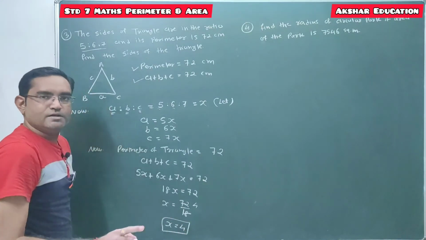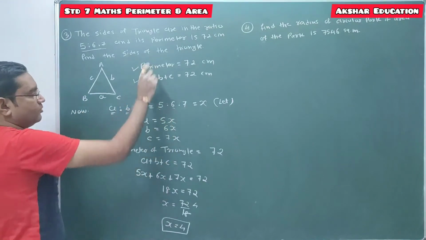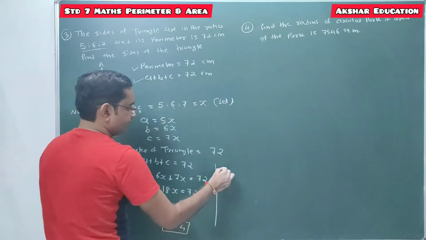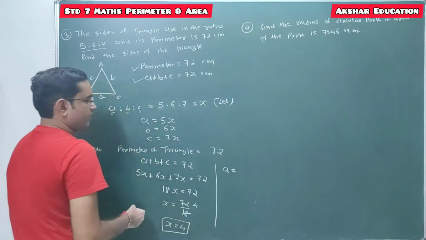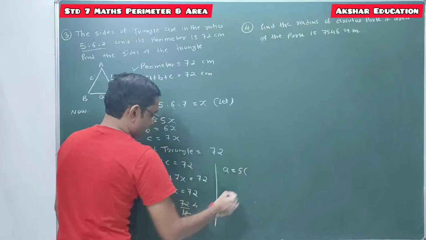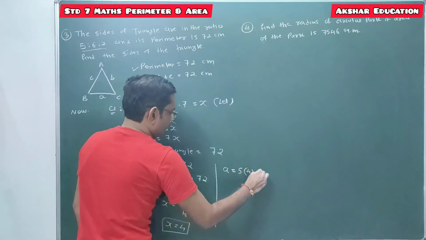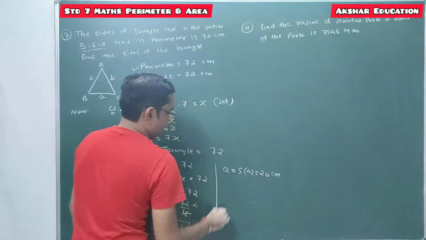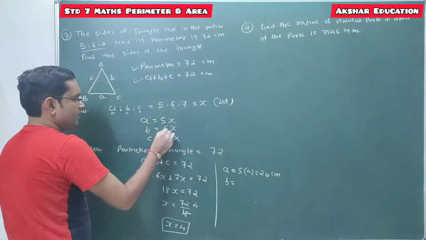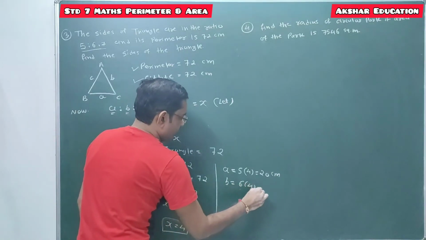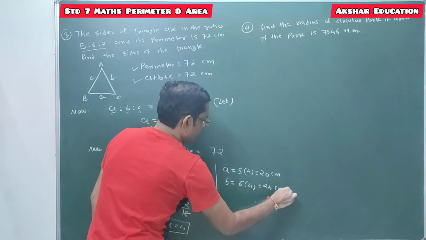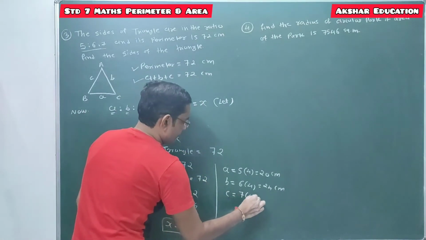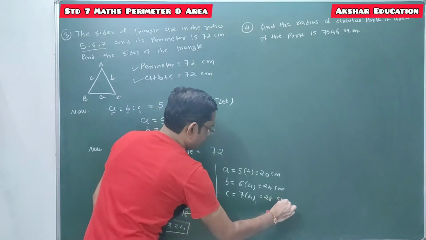That is not our answer. Our answer is find the sides of triangle. Sides are A, B and C. So we have to write our answer over here. So sides of triangle are, first side A equal to 5 into x and our x is 4. It's a 5 4s are 20 centimeter. Second side B is 6x, 6 4s are 24 centimeter. Third side C is 7 4s are 28 centimeter.